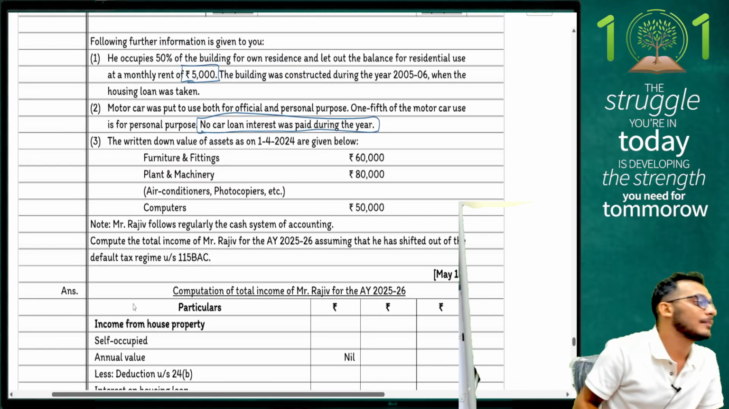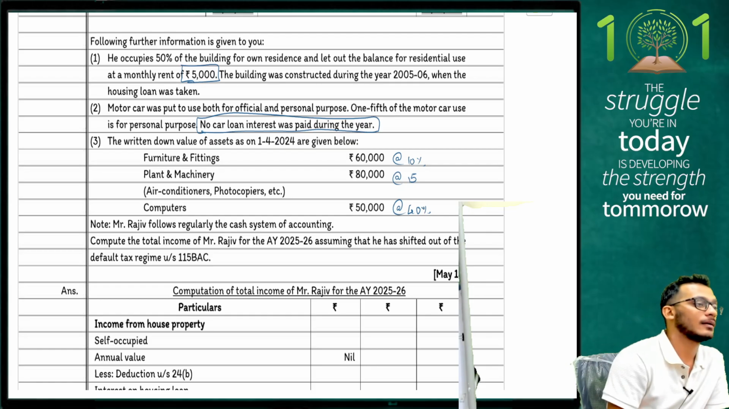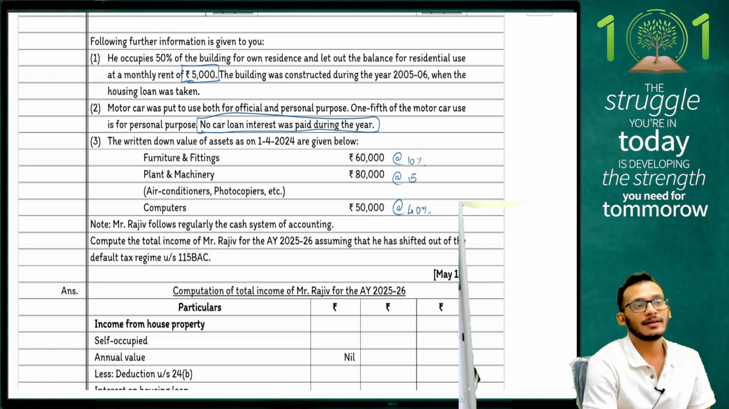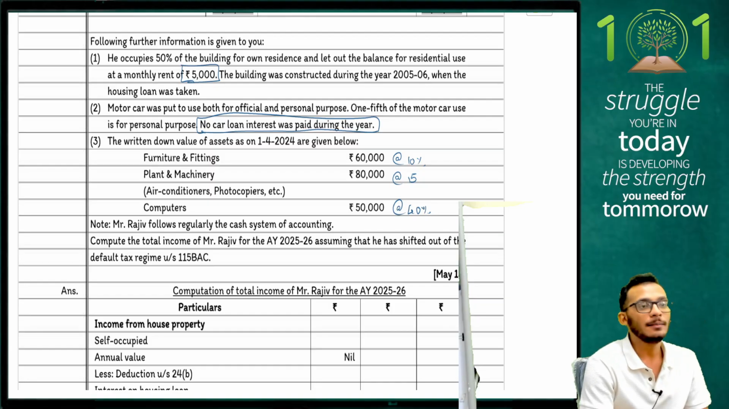I have WDV. Look at the rates of depreciation, people: furniture and fixtures 10%, plant and machinery, computers. That's all. This is the question. Correct? So if you have figured out what is receipts and payments, you will get the answer. Otherwise, it is a challenge. Are we clear?